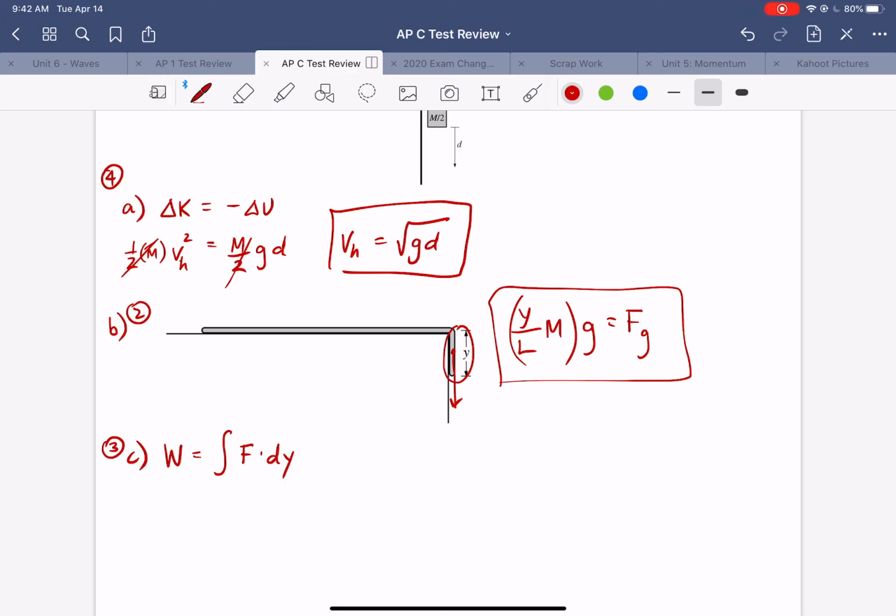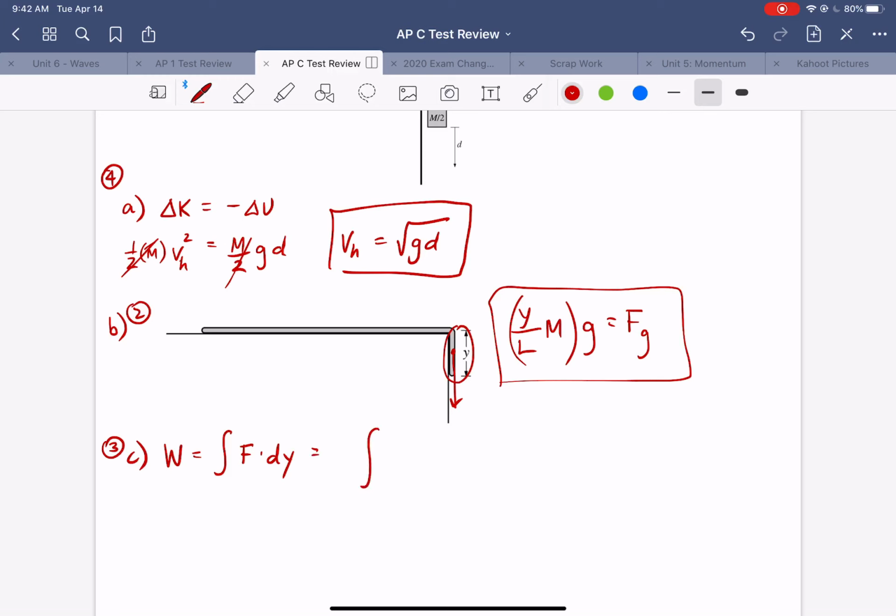Now, we cannot just take the answer that we got to part B and multiply it by a distance, because the answer to part B is not a constant force. It depends on y, so as the rope falls, that gravitational force increases linearly with the length of the rope that's hanging over the edge. So since this is not a constant force, we have to use an integral to find the total work done as a certain length of rope falls.